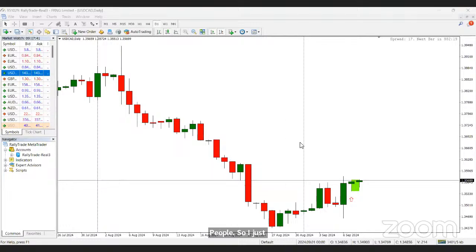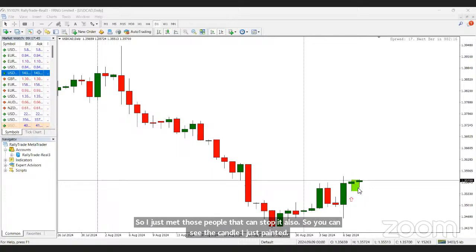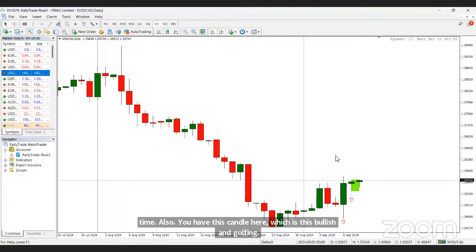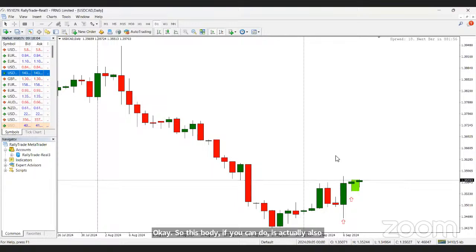So you can see the candle I just painted on the 1 hour chart. Is that one? So this candle, of course, is actually a bullish candle. It gives us a sense of direction for what will happen this week, 100%. So don't forget that previously, in the near term also, you have this candle here, which is this bullish engulfing. This bullish engulfing candle is actually also telling us that this price is going to be going up for the rest of this week. So be buying USD CAD and be selling Euro USD.